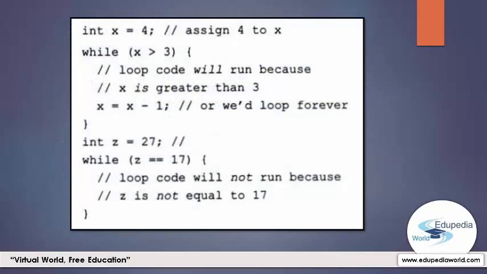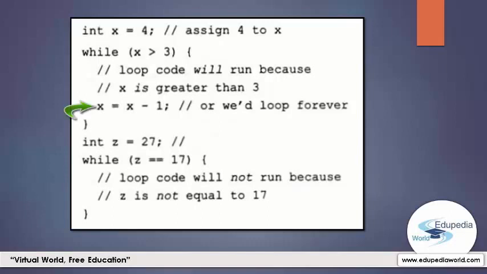This code segment contains two while loops. The first statement is a variable declaration and an initialization. It declares a variable x and it has the value 4. The second statement starts a while loop, and inside the condition it says x greater than 3. The value of x is 4, and yes, 4 is greater than 3. Therefore, we can now go inside the loop.